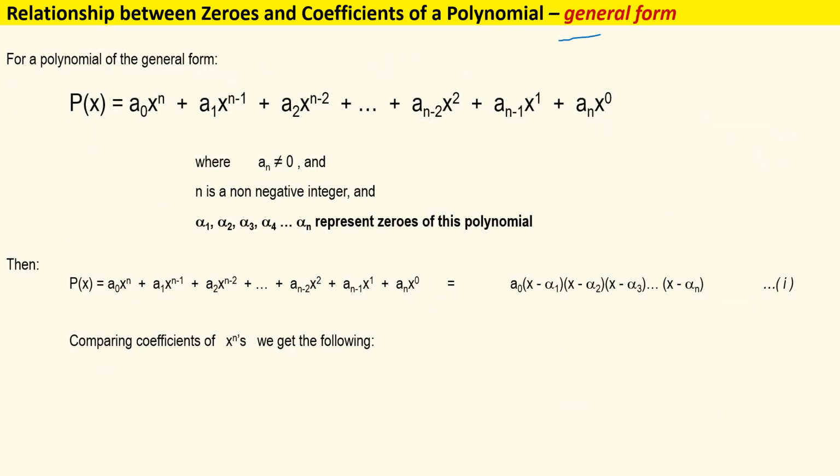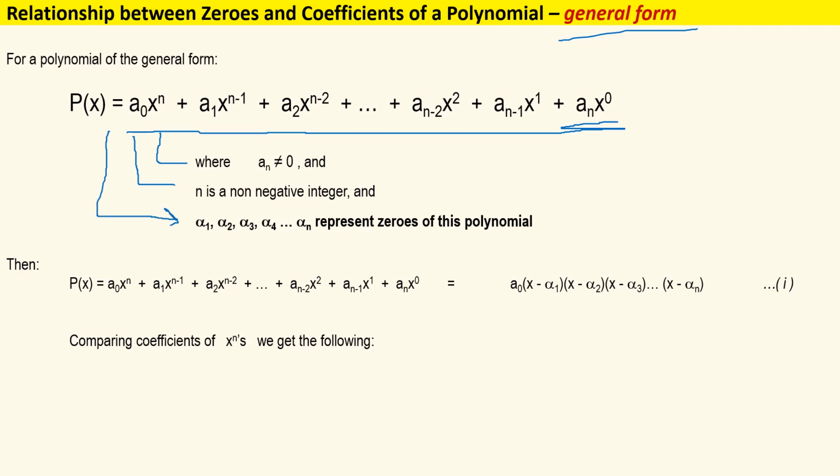Let's now move on to the general form of polynomials. We know that the general form of a polynomial is represented as a0 x raised to power n plus a1 x raised to power n minus 1 plus a2 x raised to power n minus 2 and so on up to an multiplied by x raised to power 0. In this form, a0 is not equal to 0 and n is a non-negative integer. We also know that a polynomial of degree n will have at most n zeros. So let's represent those n zeros by alpha 1, alpha 2, alpha 3, alpha 4 and up to alpha n.